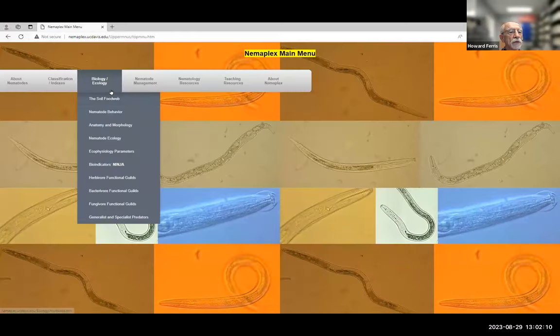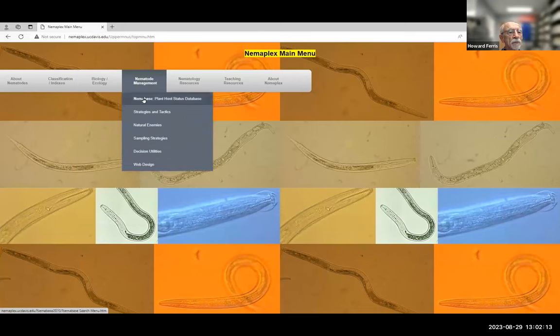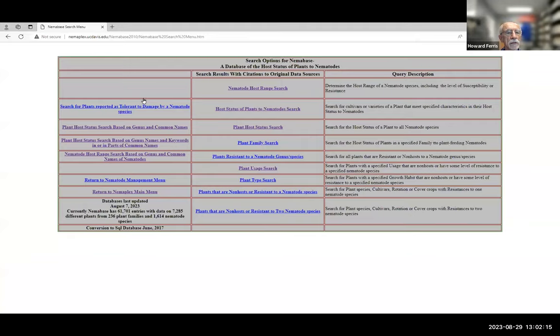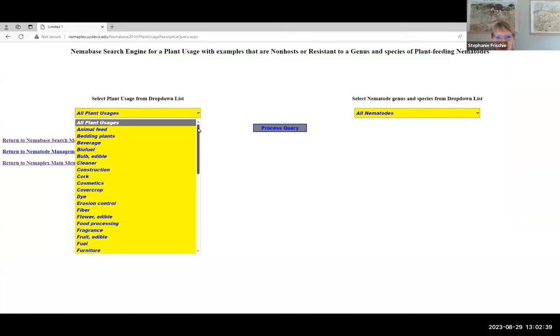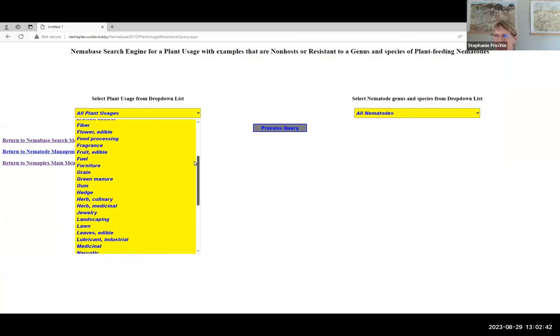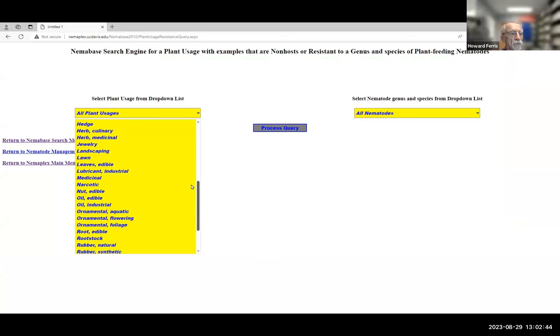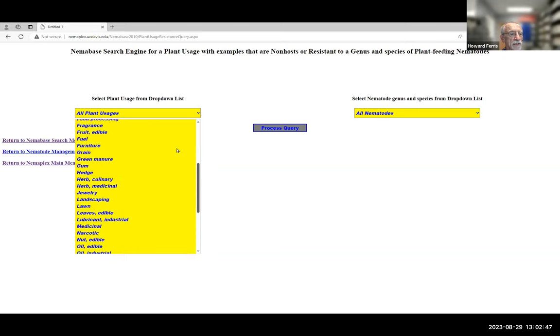Okay, so we're going to nematode management, go to Nemabase, and so we want to see what are perennial grasses that are not affected by nematodes, for example. Would that be a reasonable question? Can I do that? Let's see. I think I would say plant usage. Also, maybe plant usage, is there something in the drop-down menu that matches perennial grass? Yeah, so mainly they're about uses, not about plant types.